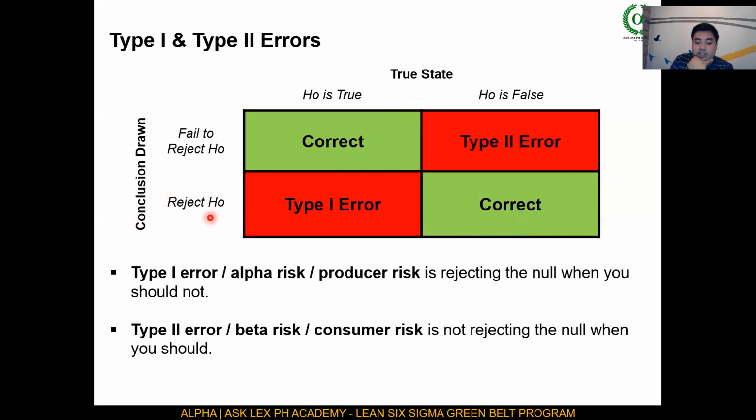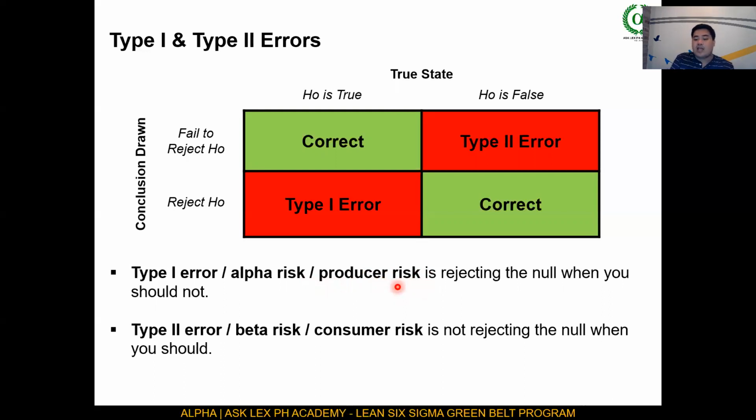When our decision is to reject H0 when H0 is true, then there is a type 1 error. This is also known as the alpha risk or the producer's risk, meaning we are rejecting something that is true. For example, you are manufacturing or producing services, and you said that a particular service or output from a manufacturing process is not good, when in reality it is good. So you are committing a type 1 error. The risk is on your side as a producer because you are over-rejecting good parts or output. So that is type 1 error.